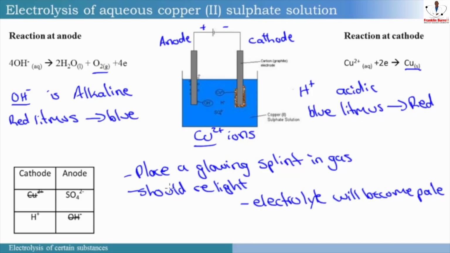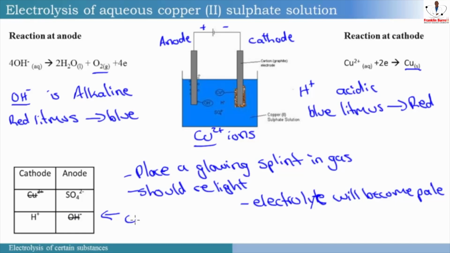You observe the relighting of a glowing splint, and you observe the electrolyte becoming pale as the process goes on. So the longer the process, the more pale the electrolyte will be, because the more Cu2+ you will be removing. Now you can make a general conclusion about the electrolyte. Remember, we removed Cu2+ and we removed OH minus.